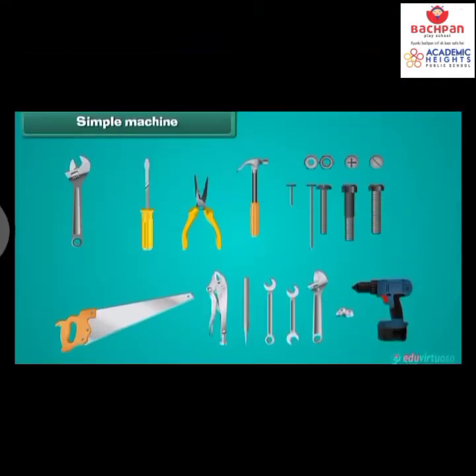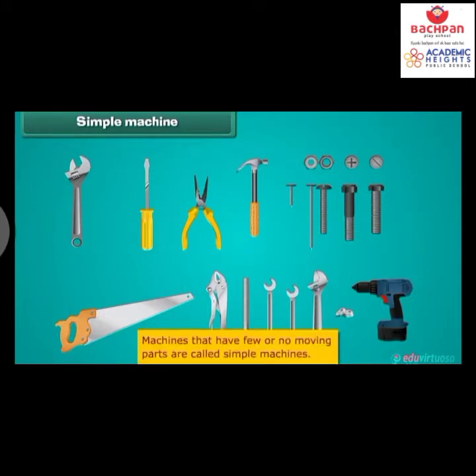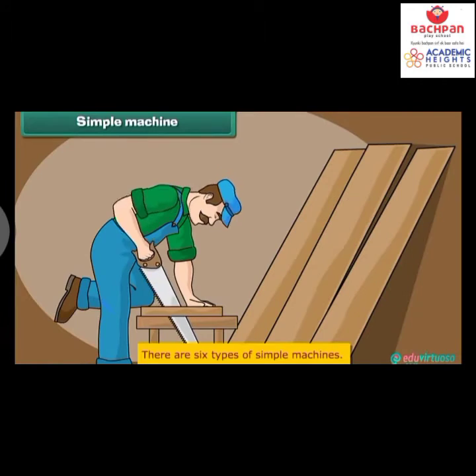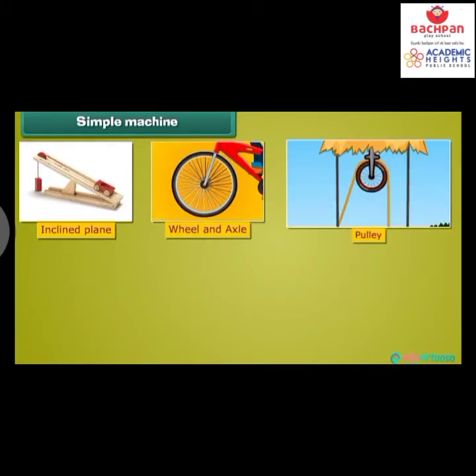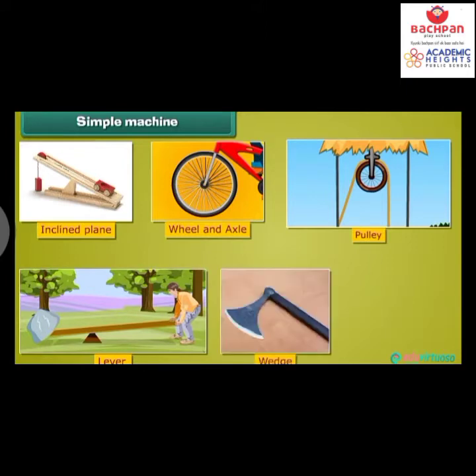So dear students, now let's see what are the simple machines. The machines that have few or no moving parts are called the simple machines. To use these machines, we have to use our muscle part. We have to use our muscles to use these machines. Dear students, there are 6 types of simple machines. Let's see. There is inclined plane, wheel and axle, there is a pulley, there is a lever, there is a wedge, and there is a screw. So, you should be clear regarding these 6 simple machines.